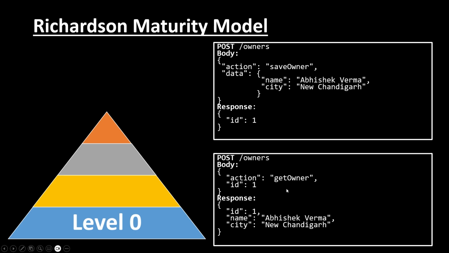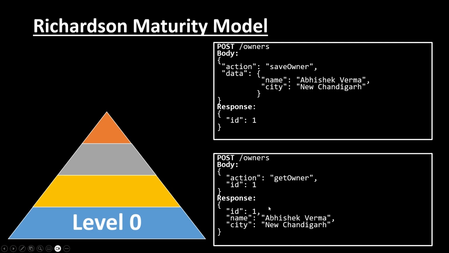So you see that both of them are going to look similar only. We are calling this also as post, and we are calling this also as post. This is also only /owners. This is also only /owners. The difference is basically in the body. Here in the action we mentioned save owner, and here in the action we are saying get owner. And then we are just passing the ID also here, and we are getting the response as always.